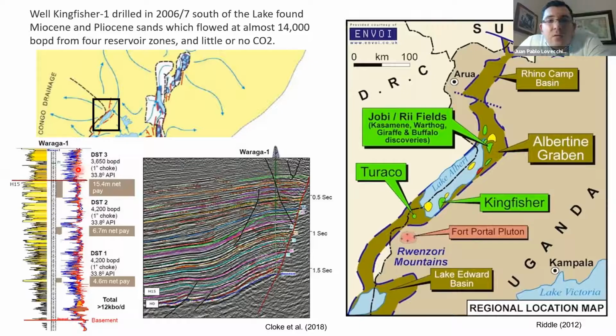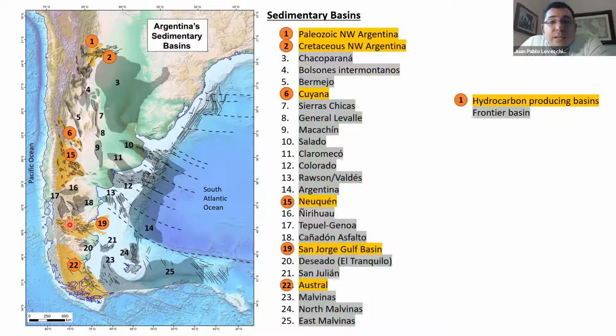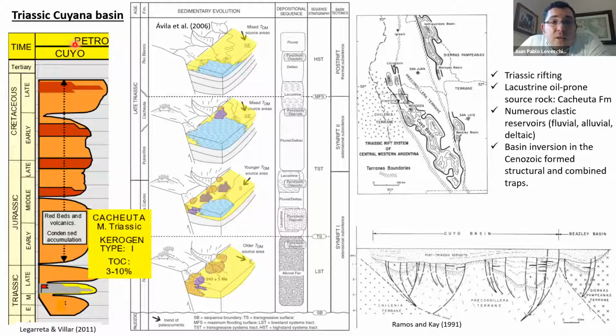Okay, so let's now see some examples from Argentina. Here we see all the Mesozoic sedimentary basins of Argentina, and in orange are highlighted the hydrocarbon producing basins. So from the 6 hydrocarbon producing basins, 5 of them are associated to rifting. The Paleozoic basin is not associated to rifting, but all the other 5 basins are. We will see first an example from the Triassic Cuyana basin. Here we have a syn-rift system, a rifting system that developed on the suture between the 2 Paleozoic terranes.